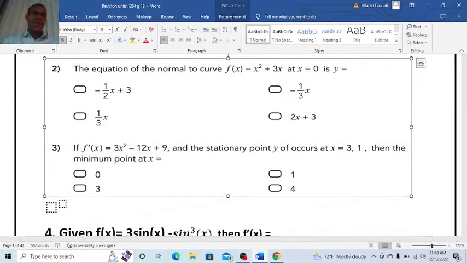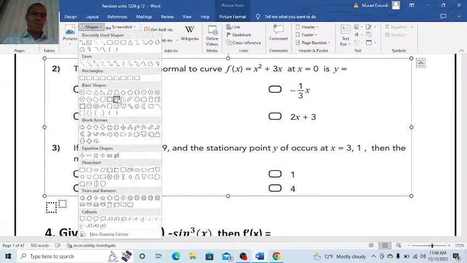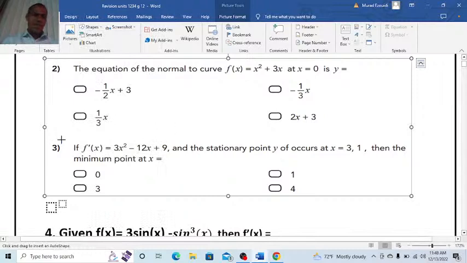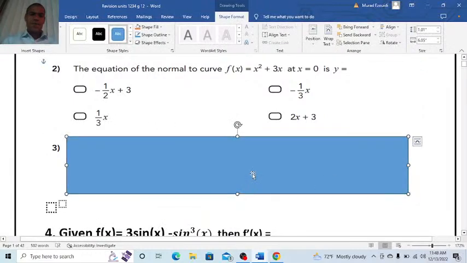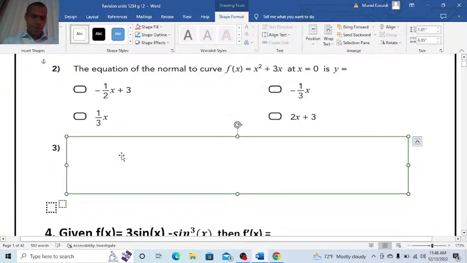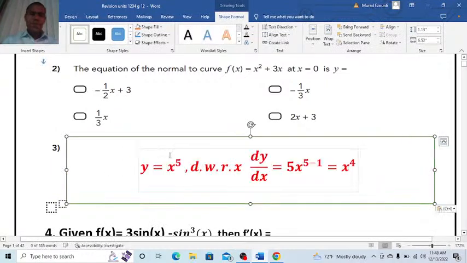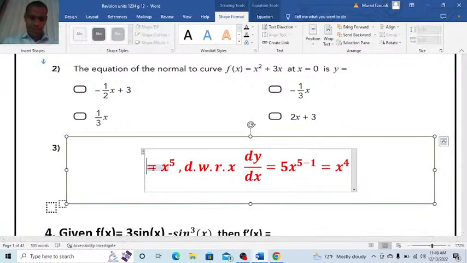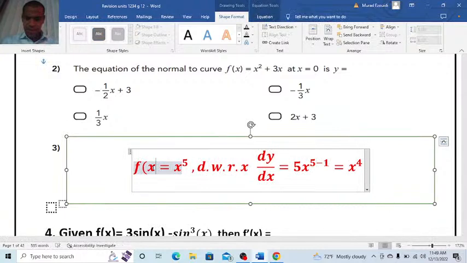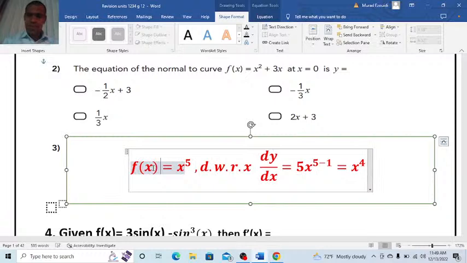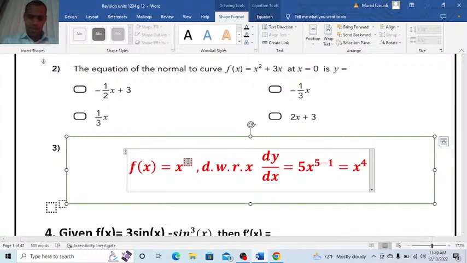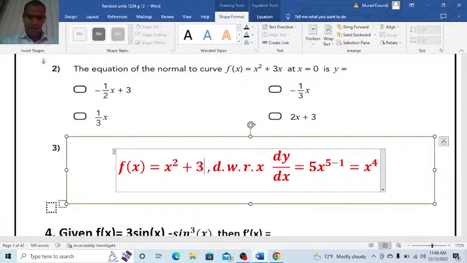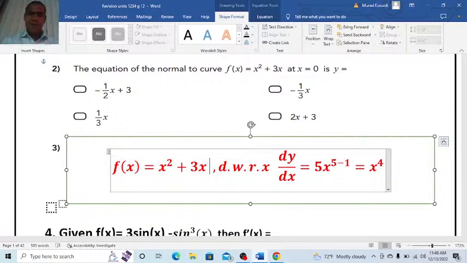So here, my learners, I will try to solve this question. I will insert a table. I will now paste this one. So y, or f of x, is equal to what, my learners? It is equal to x squared, x to the power 2, plus 3x. Okay, this is my function.